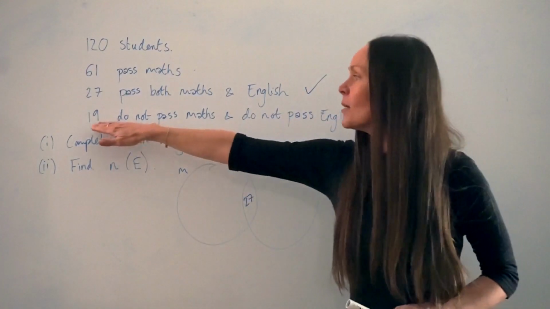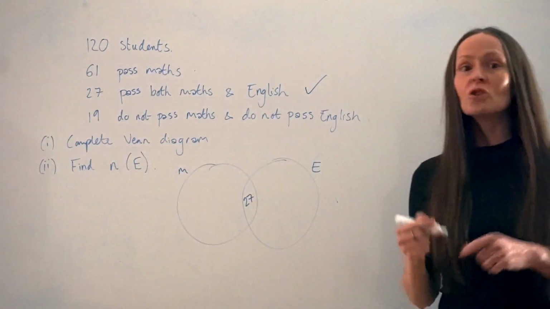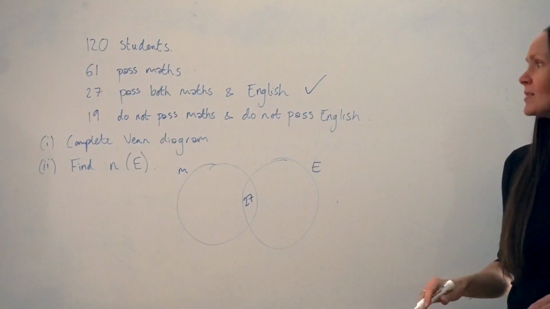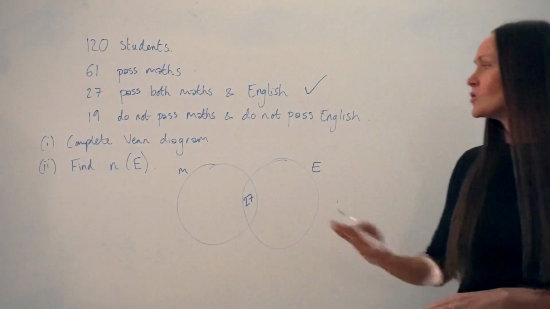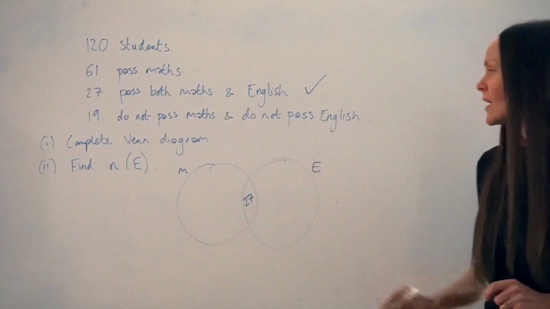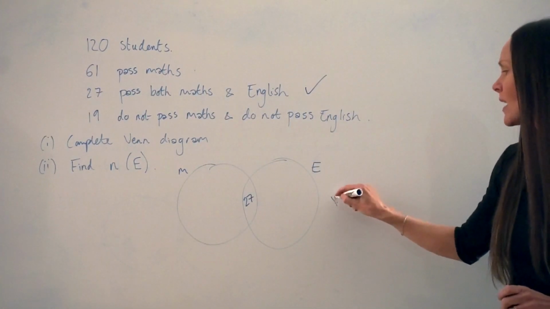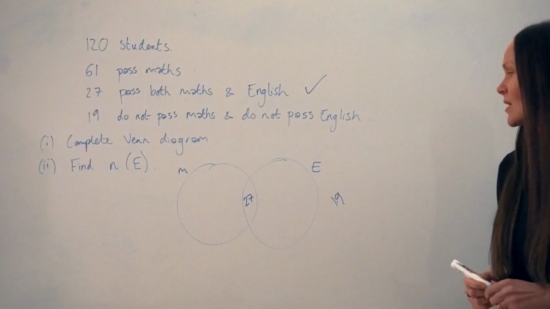Here we have the number of students, 19, that don't pass maths and they don't pass English. So they're the students that don't lie in circle M, they don't lie in circle E, so they have to go outside the circles here.